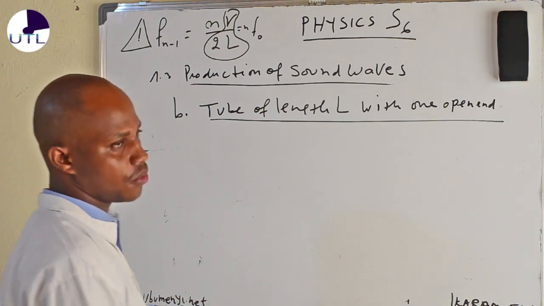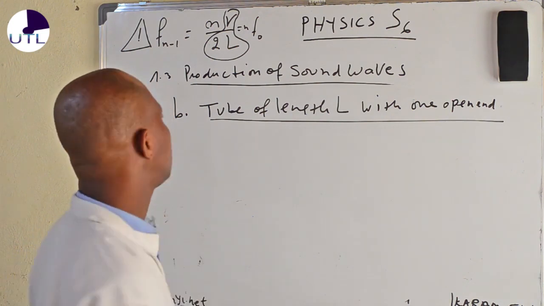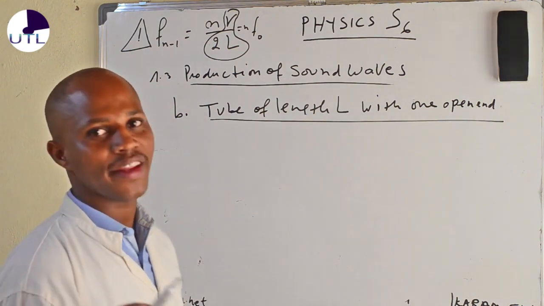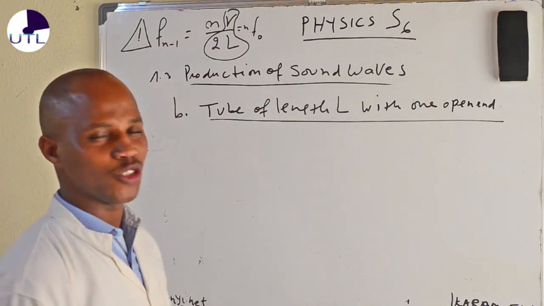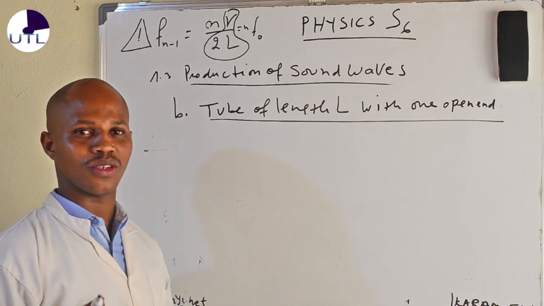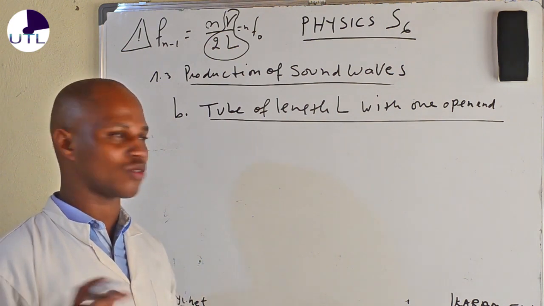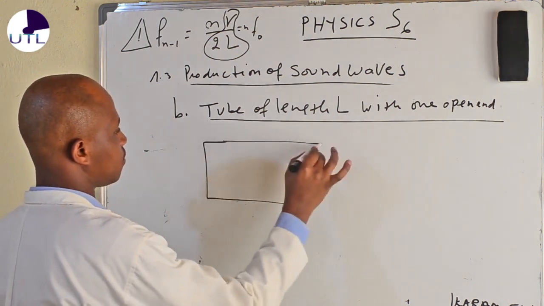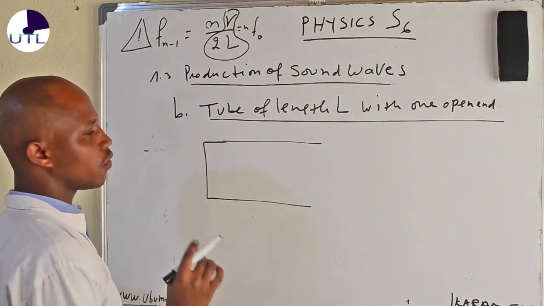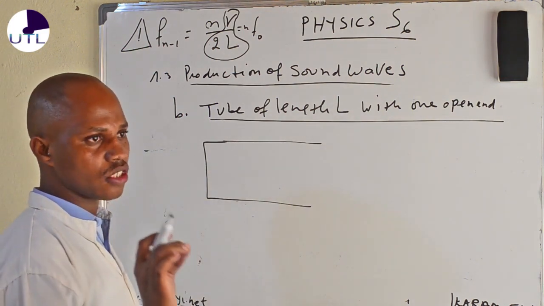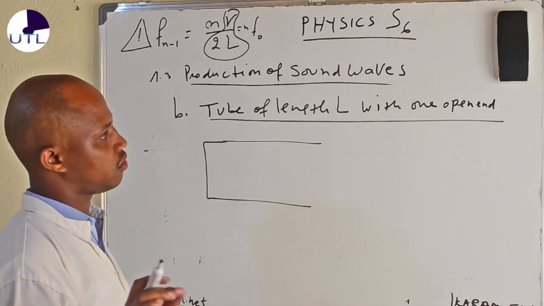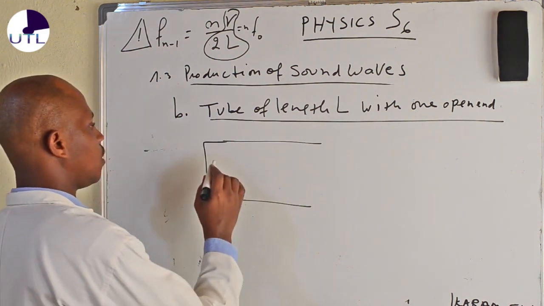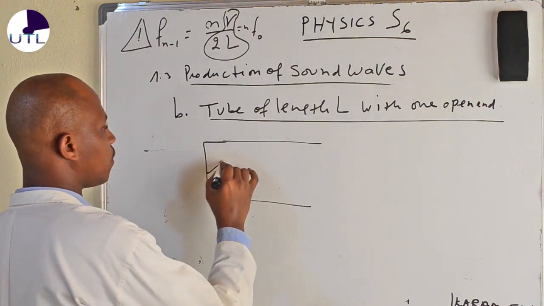But let us deal with our new case: a tube of length L with one open end. Don't you see that there is a relationship between the previous case and this case? Remember, for this case, one end should be closed and the other end should be open. Now we have a wave like this.